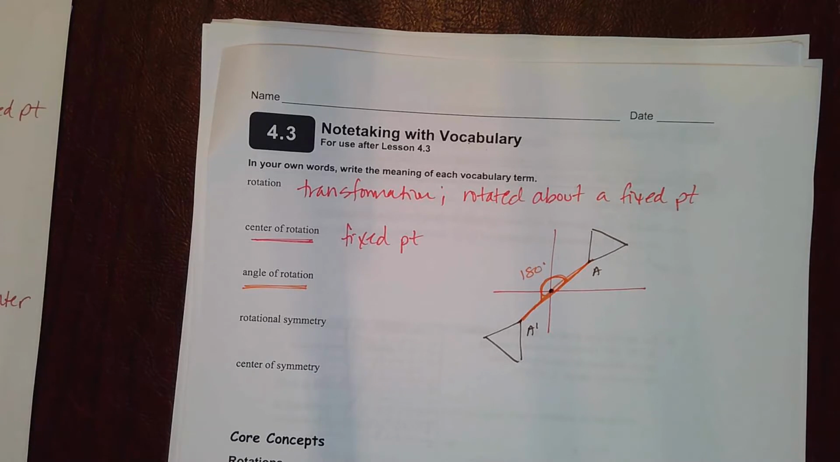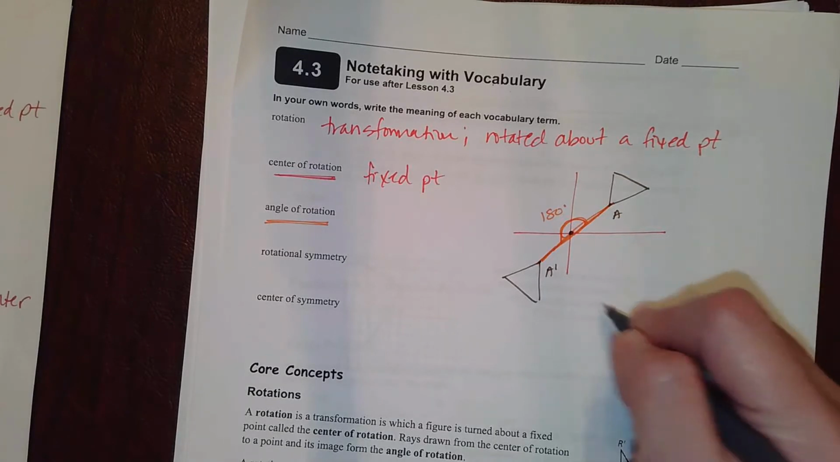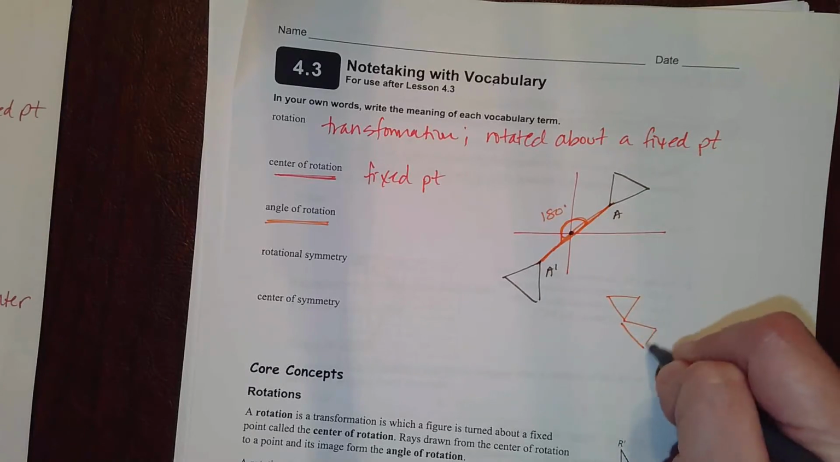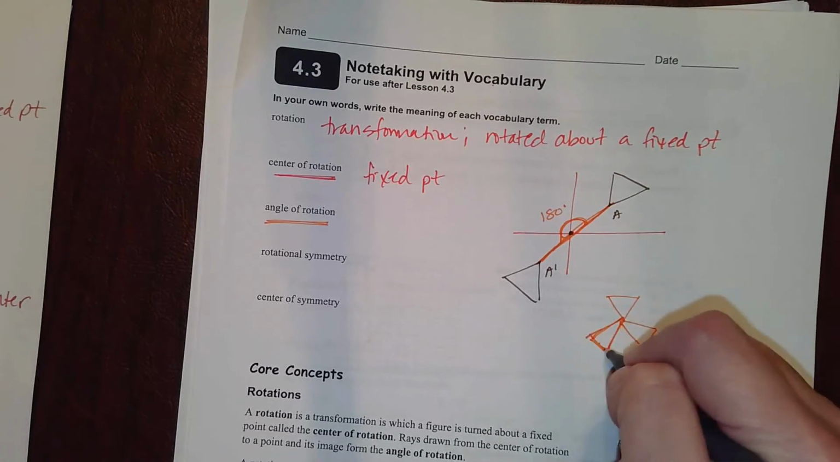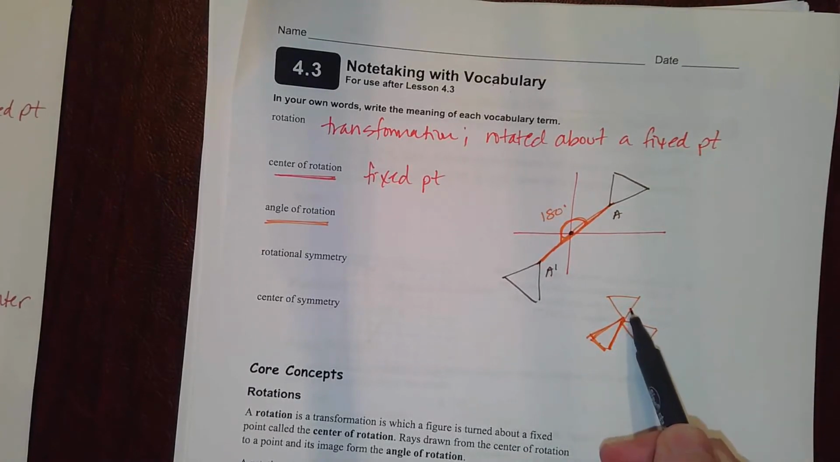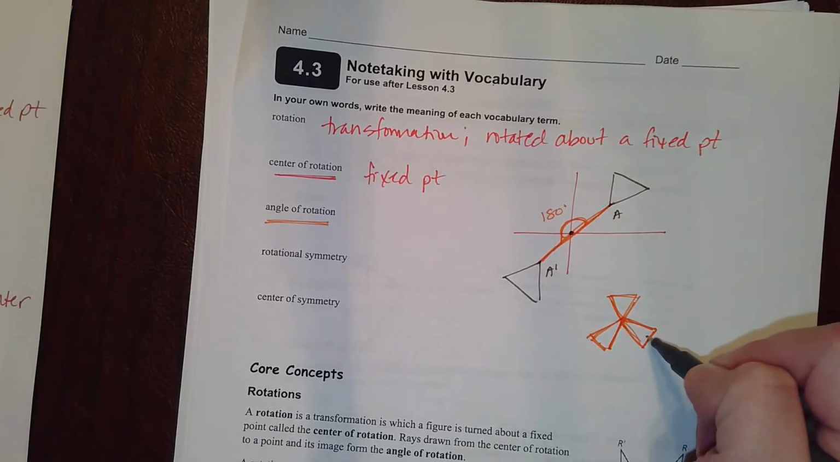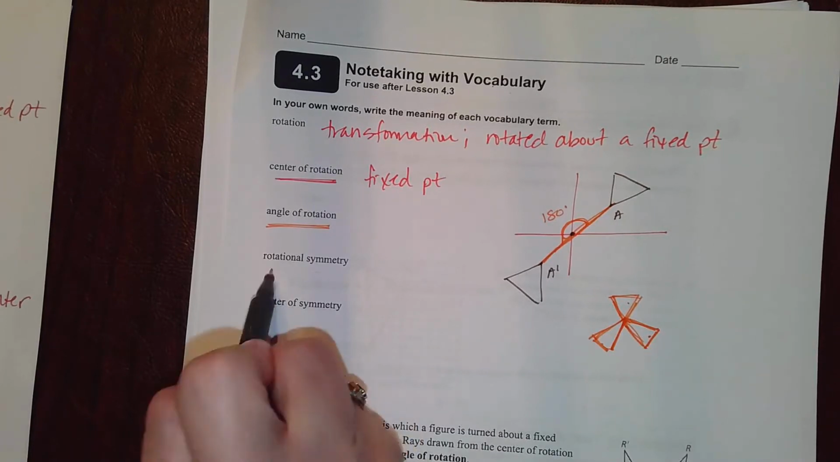Rotational symmetry: a figure in a plane has rotational symmetry when the figure can be mapped onto itself. Think about a flower or something else in life that has rotational symmetry. As long as it has the same image, you can map it onto itself. This is a terrible drawing, but I'm going to try to draw a little pinwheel type thing. If I rotated this figure three different times and moved it to the top, it would look exactly the same. That's what it means to be mapped onto itself.